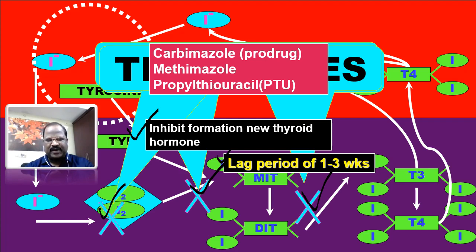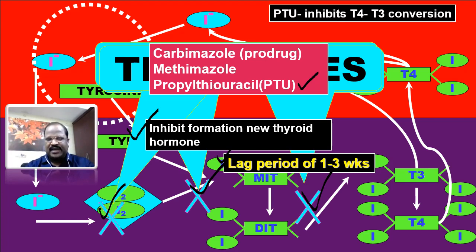That's one important point. But here you should know propylthiouracil, in addition to inhibiting synthesis of T3, T4, has one more property. That property is inhibiting peripheral conversion of T4 to T3. We all know T3 is the most active form of thyroid hormone. So propylthiouracil not only inhibits synthesis of T3, T4, but also inhibits peripheral conversion of T4 to T3.